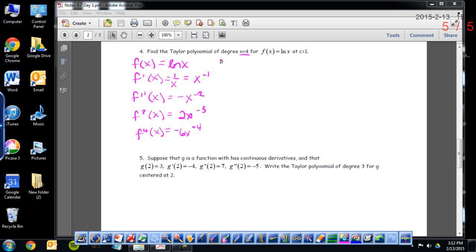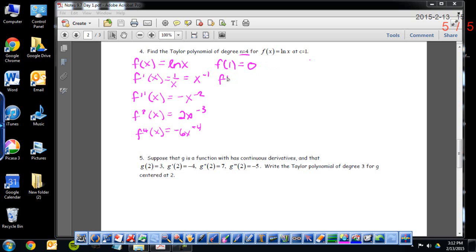And then remember, your next step is to evaluate all of these derivatives where your Taylor polynomial is centered. So in this case, it's at c equals 1. So this is the first time we've seen a centering point other than x equals 0. So I need to find f of 1. The natural log of 1 is 0.